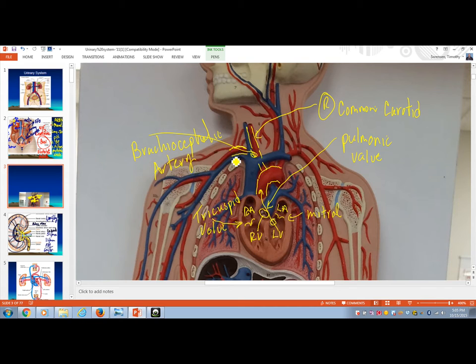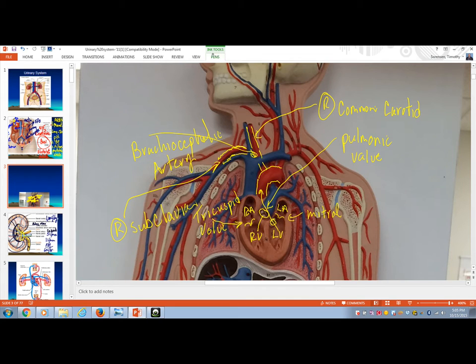And then the brachiocephalic trunk branches off to an artery that supplies your arm, and that is called the right subclavian artery. Subclavian: clavicle, collarbone.